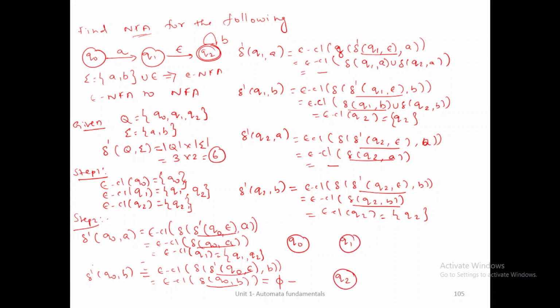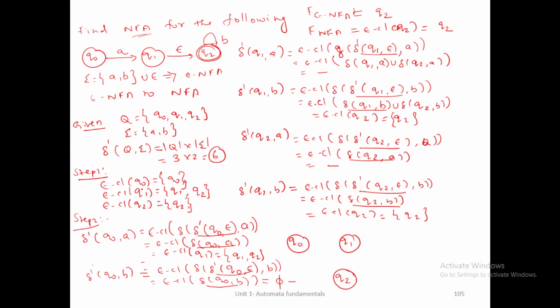Then you should find out the final states of the NFA. First you check what the epsilon NFA final state is. Here it is Q2. So how can you calculate the NFA final state? It's nothing but epsilon closure of Q2. What is epsilon closure of Q2? It's Q2. Now you check this Q2 value in step 1.